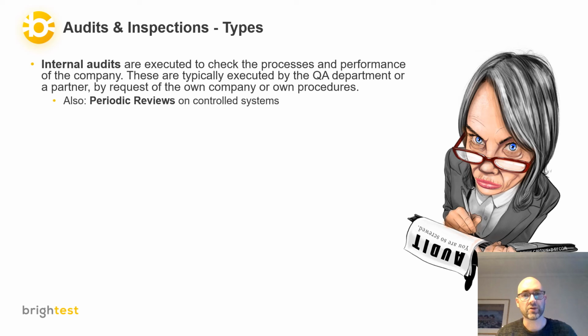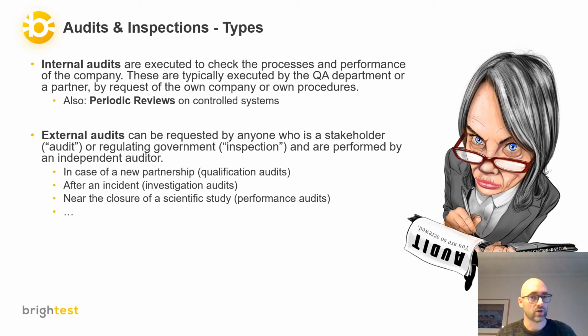They are executed to check the processes and performance of the company, and are typically executed by the QA department or a QA partner, and are requested by the own company or own procedures, such as, for instance, periodic reviews. The second one are the external audits, and these can be requested by anyone who is a stakeholder, so a business partner or a client or anyone in the private space. Then it's called an audit.